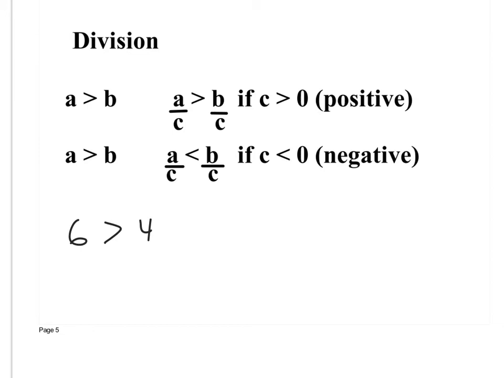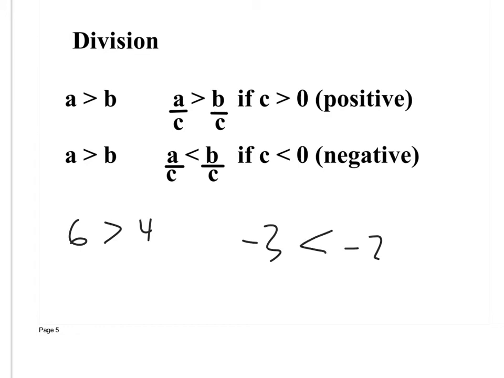So 6 divided by negative 2 is negative 3, right? 4 divided by negative 2 is negative 2. If I kept this sign, would this be a true statement? Negative 3 is greater than negative 2? No. The only way it remains true is if I flip my sign.